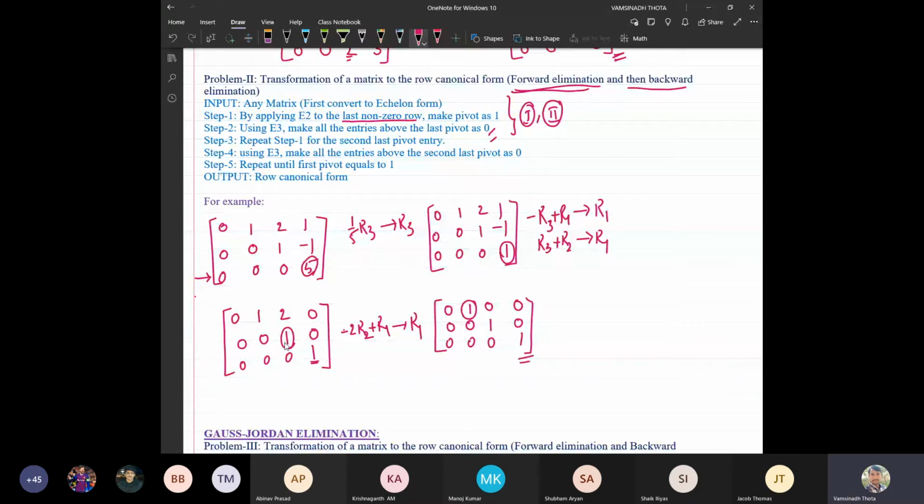Can you tell me whether this is in row canonical form? So basically, we have reached row canonical form. Does everyone agree with that? Has everyone understood how to transform a given matrix to row canonical form?